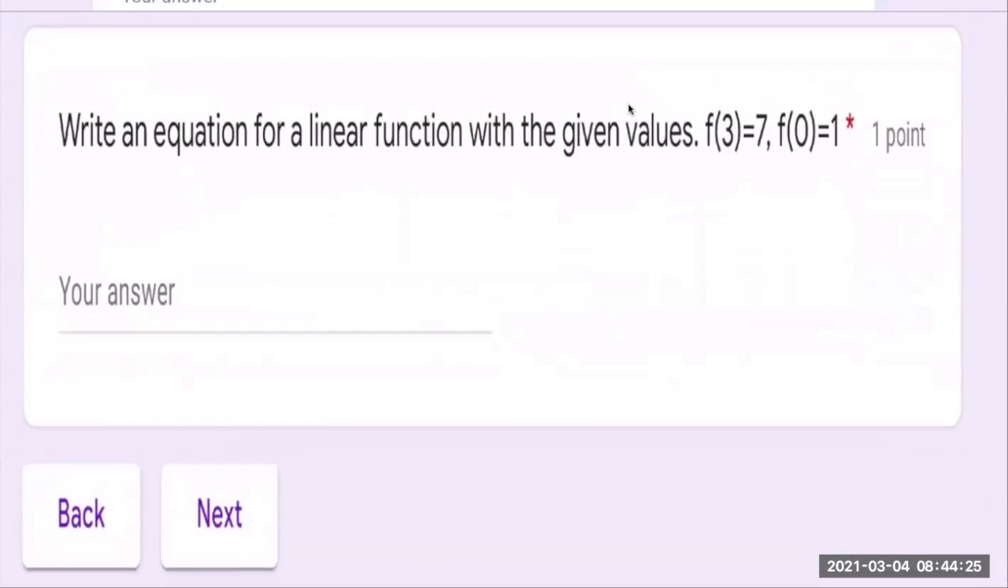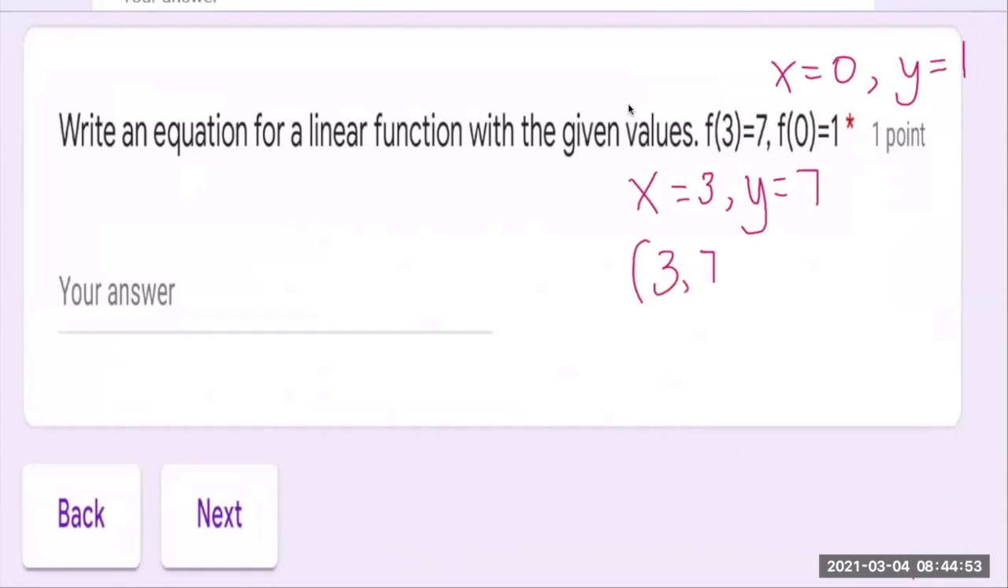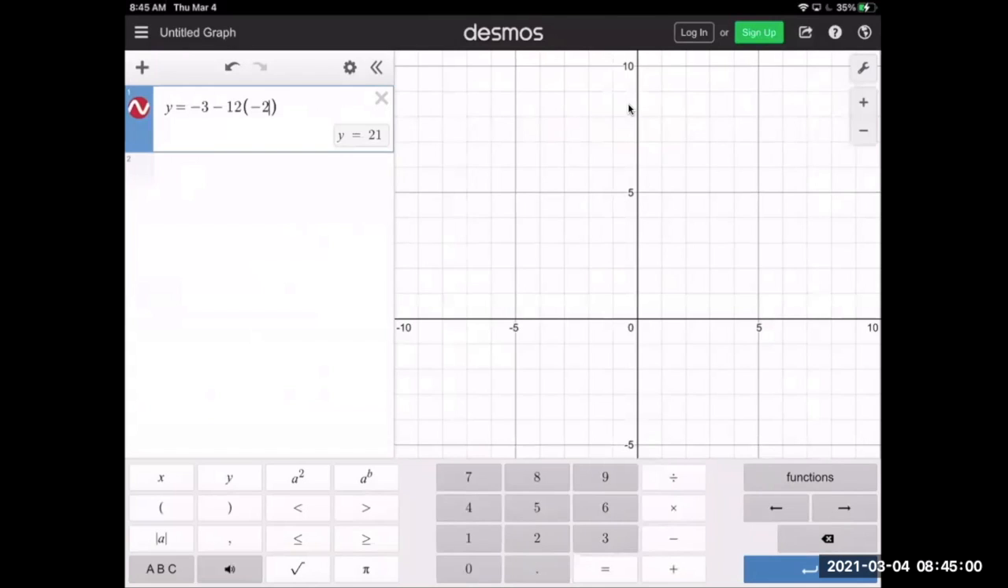Next, it says write an equation for a linear function with the given values. F of 3 is equal to 7 and f of 0 is equal to 1. So remember, this means x equals 3 and y equals 7, and then x equals 0 and y equals 1. So there's a couple of ways that you can go about this one. You can take those and make them coordinate pairs. So that'd be 3 comma 7 and 0 comma 1, and head on over to Desmos and put them in.